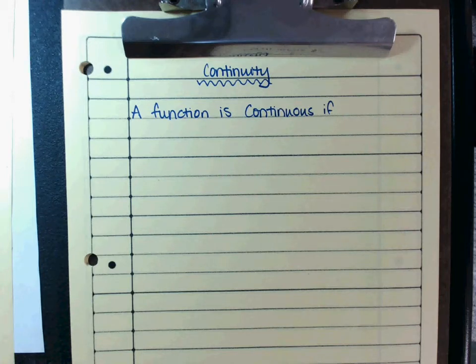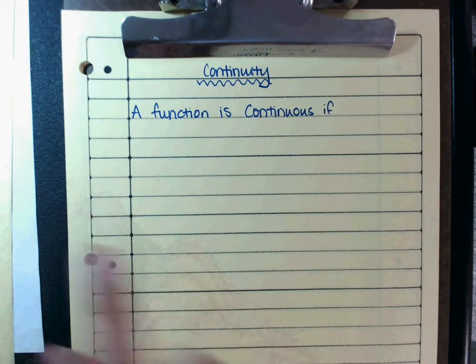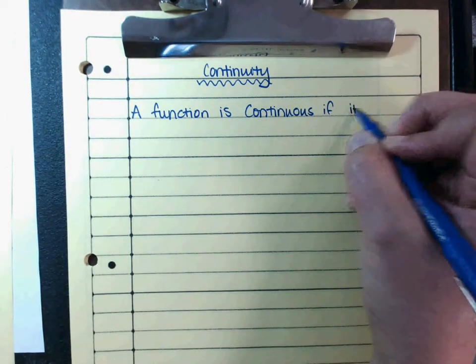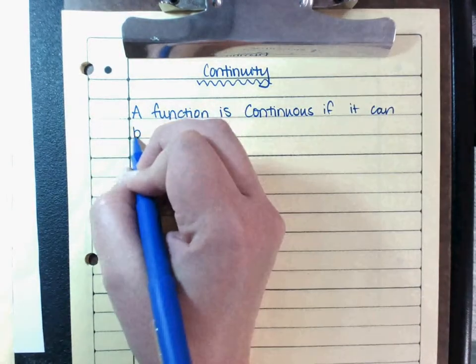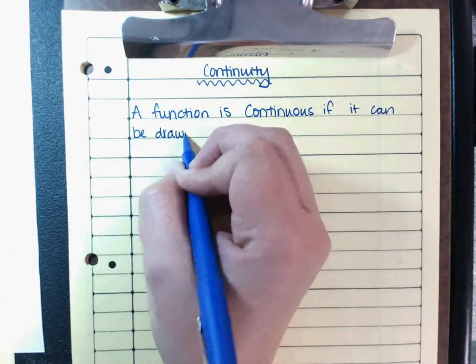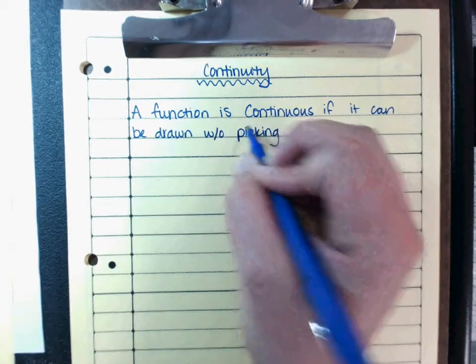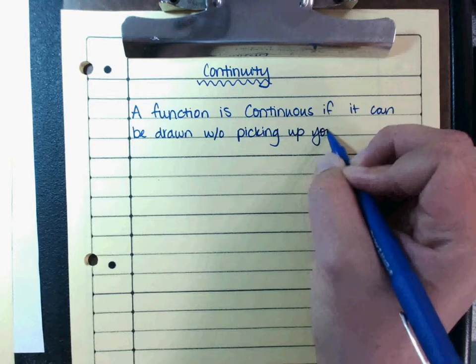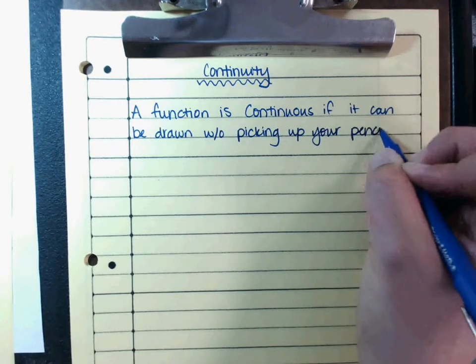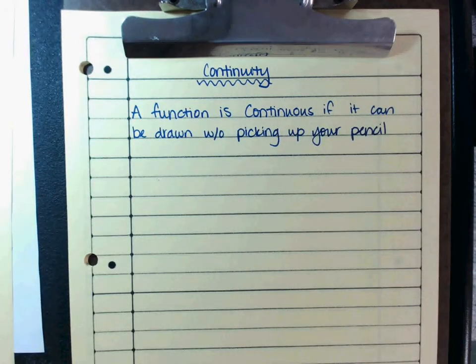Okay, it could have arrows. What can it not have? Poles or breaks, asymptotes, anything like that. So I'm going to put: a function is continuous if it can be drawn without picking up your pencil. Okay? A function is continuous if it can be drawn without picking up your pencil.